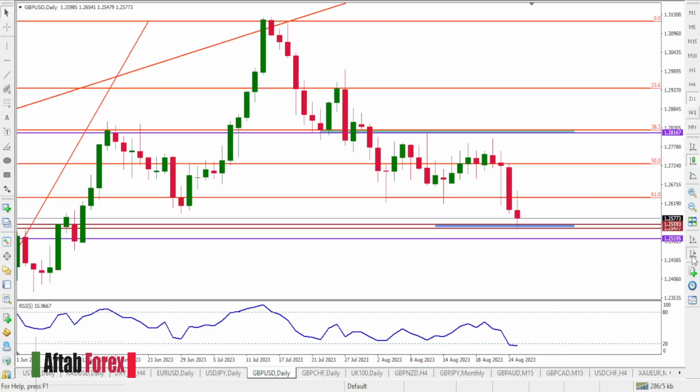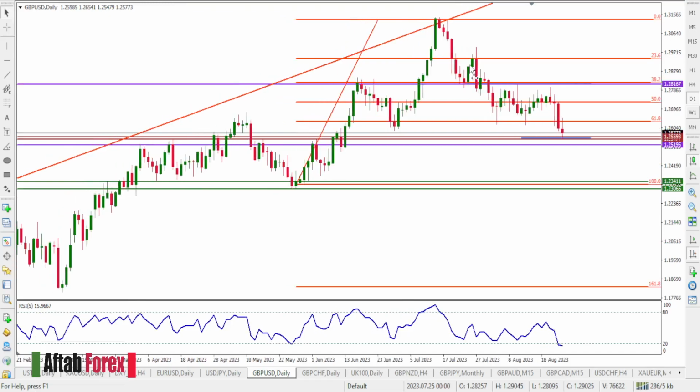On the daily time frame, if we see, the breakout has not yet occurred, so unless on the daily I get a breakout, I will be looking at the top side of the market, and 1.28167 will be the level. So this is the pound dollar.